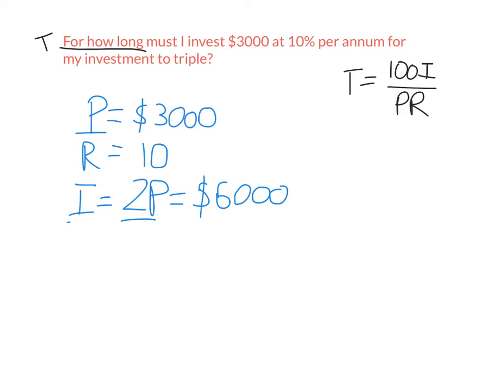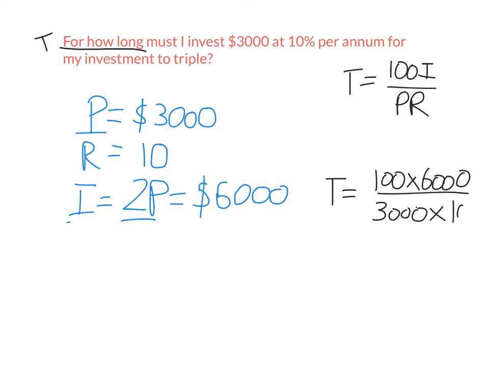So we have time equals 100 times interest divided by principal times rate. If you put that in your calculator, you get 20. 20 what? Well, because R was per annum or per year, that means T is 20 years. So if you were offered 10% per annum, it would take 20 years for your investment to triple.